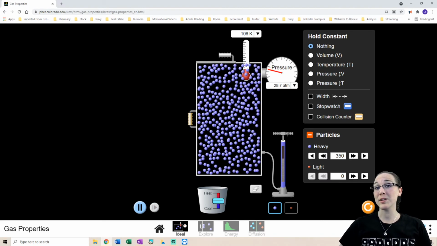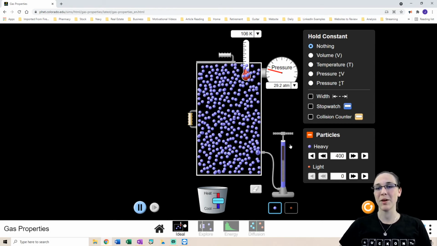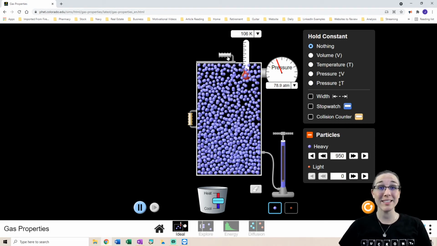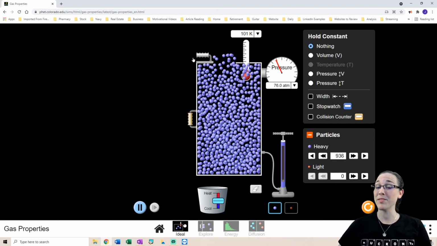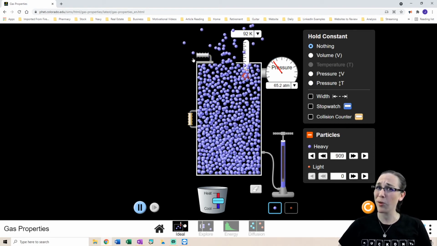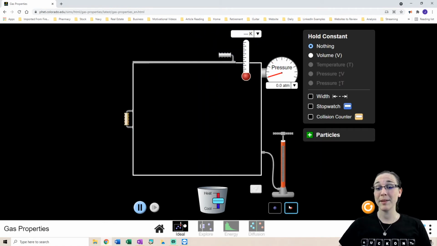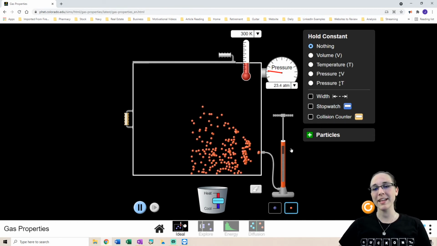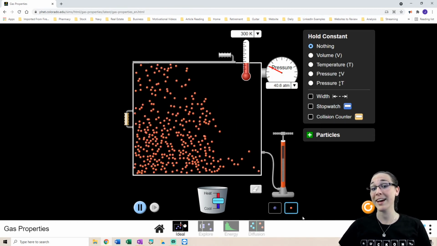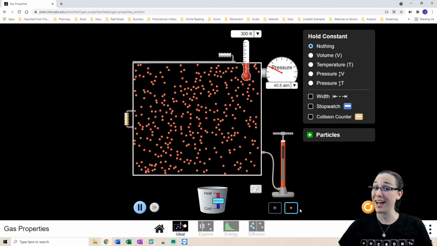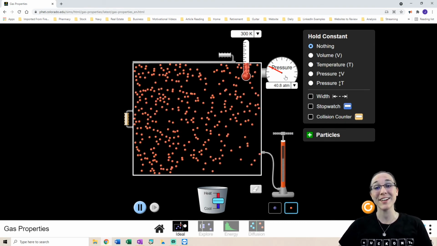We can also increase the pressure by adding more gas molecules, just like if you were pumping up a bicycle tire. We can release this pressure by releasing some of the gas molecules, just like if you had a hole in your car tire or your bicycle tire. The same kind of concept happens with lighter or smaller molecules of gas, but they just happen to move faster from the get-go. And because they move faster from the get-go, they're going to collide with the walls of their container faster and cause more pressure.